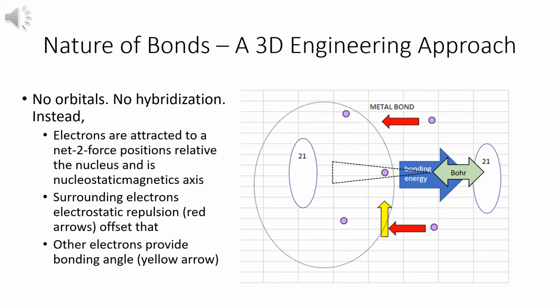That attraction can be large enough to become permanent. Remember that the outer electron-electron repulsions are only a 1-to-1 ratio. The nucleus attraction is 10 or more, as in the graphic, 21 protons attracting 1 electron.